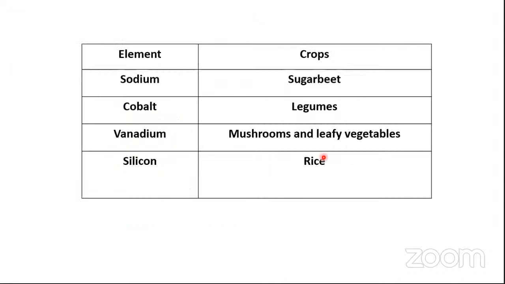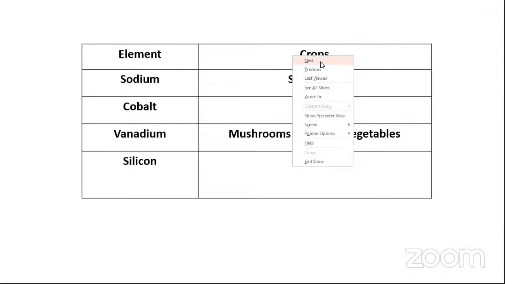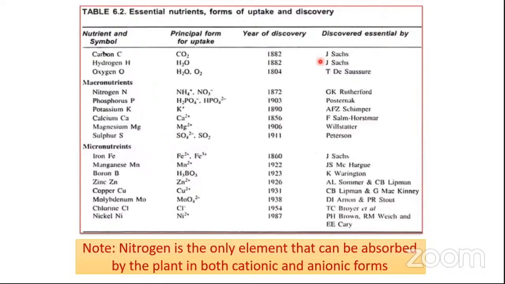Students, there are some indicator plants: for sodium, sugar beet; for cobalt, legumes. They will respond very nicely. An indicator is the crop that responds to that particular nutrient. Cobalt is for legumes, and vanadium for mushrooms and leafy vegetables. Silicon is for rice, which is naturally very essential. These are called functional nutrients. And this is the historical background of nutrients.